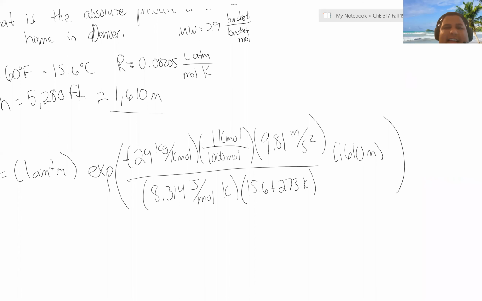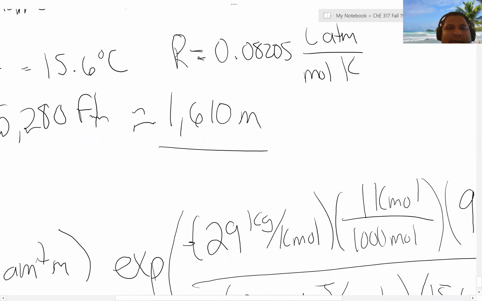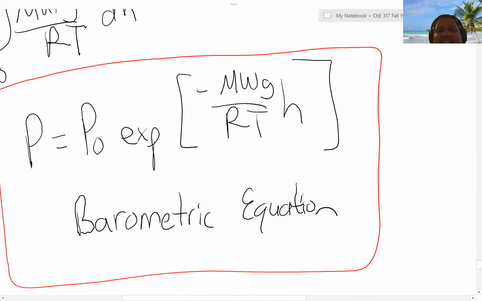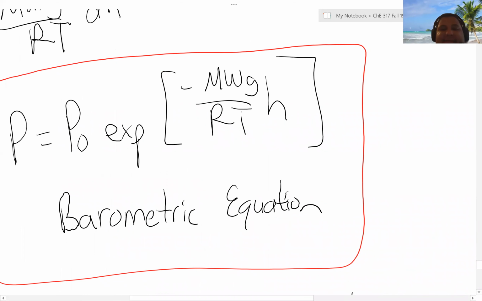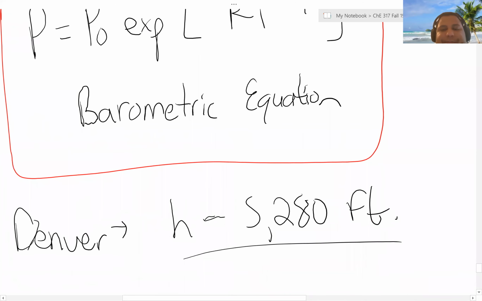One thing that is important to note when looking at the barometric expression is that the units of pressure in P naught and P are going to be the same. That means everything in the exponential has to cancel, right? Because with exponentials and logs, you can't have units go through those calculations. So your molecular weight times gravity over RT times H, all the units have to cancel.